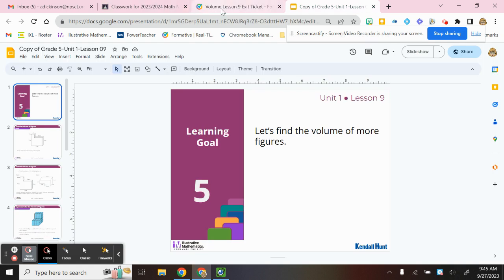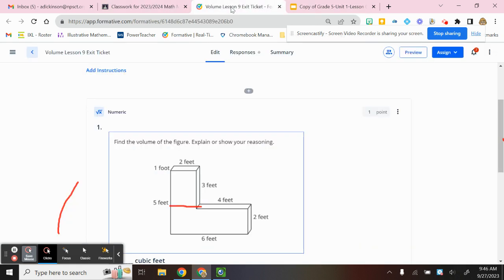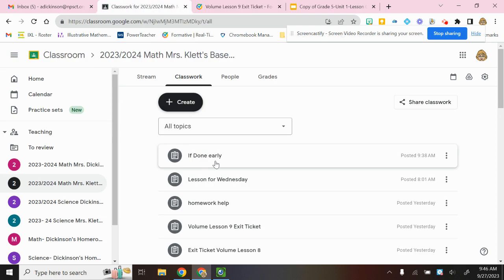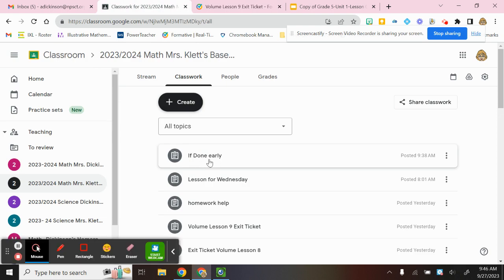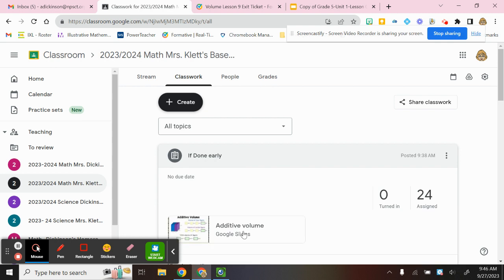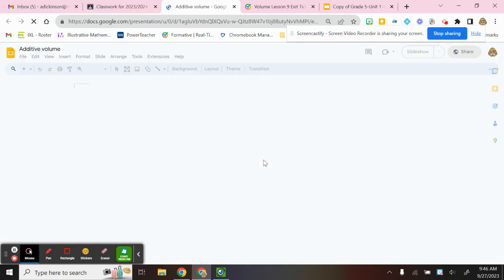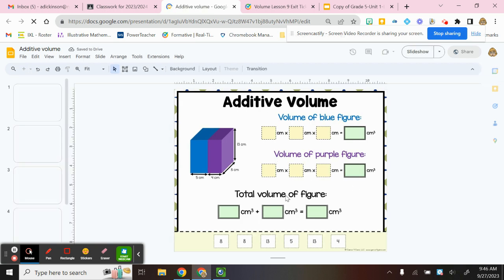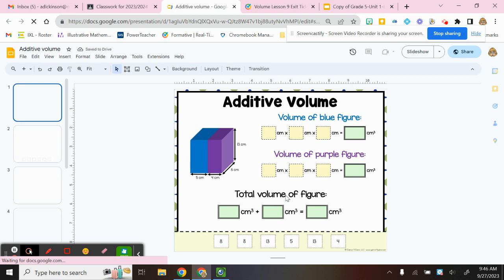Okay, if you are done with your exit ticket and you are still in class, not for the people who missed it because of instrument lessons today, there is a part that I posted that says, if done early. They are literally problems to practice using additive volume. Just the way we've just practiced. So that is what you're going to do today if you finish up early.